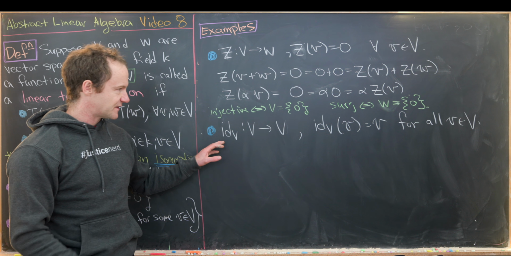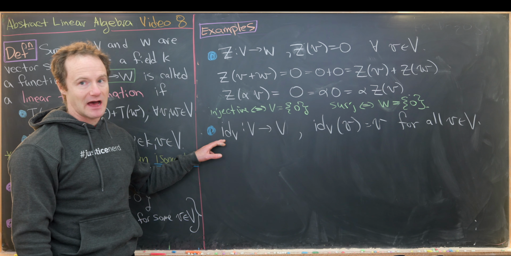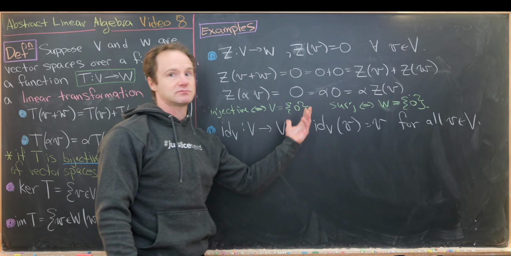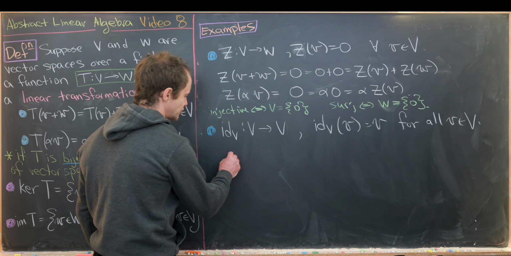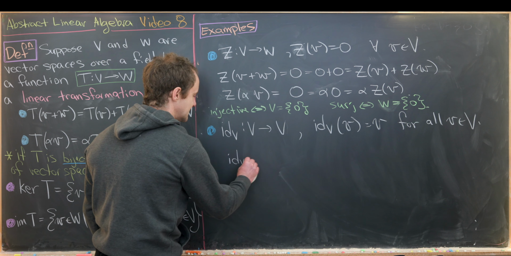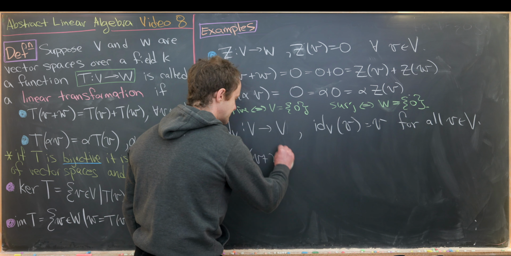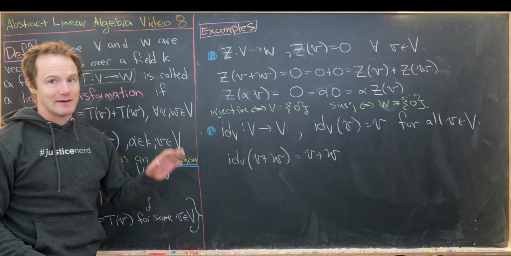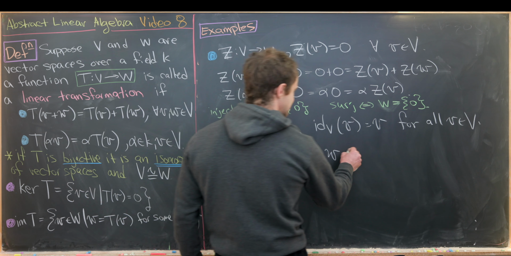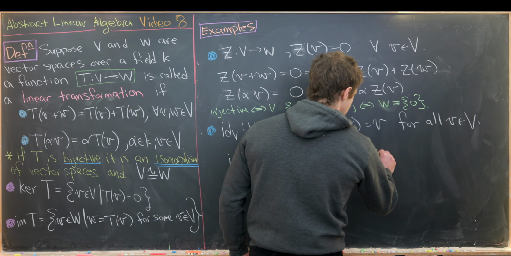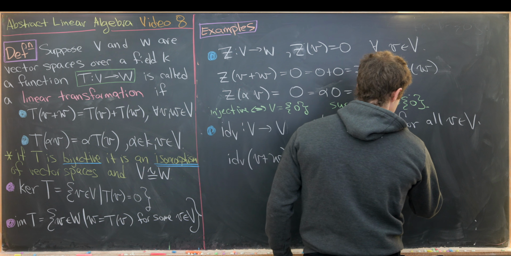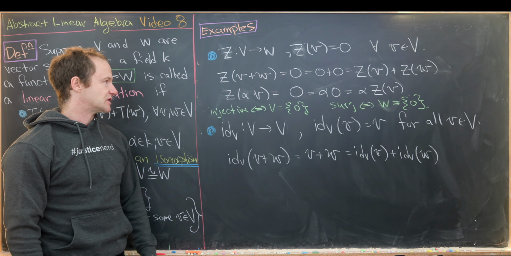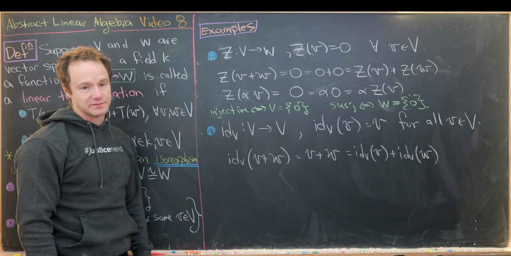Okay, so let's look at this next example, the identity map. That goes from a vector space to itself, and it maps the vector to itself. So maybe we'll just check one of the things here. So ID_V evaluated at V plus W is equal to V plus W, because the identity map doesn't do anything. But that's the same thing as ID_V of V, plus the identity map on W. But that's the additive condition for a linear transformation. I'll let you check the scalar multiple condition.